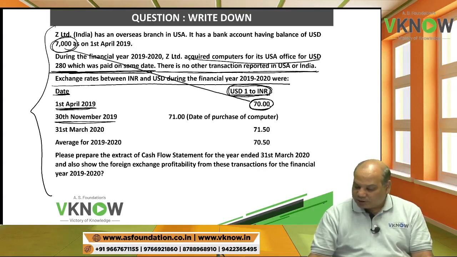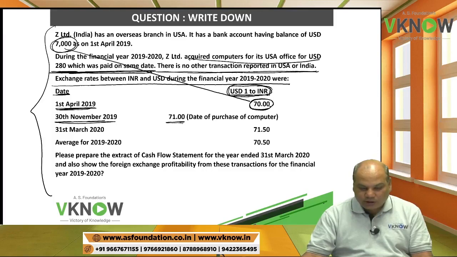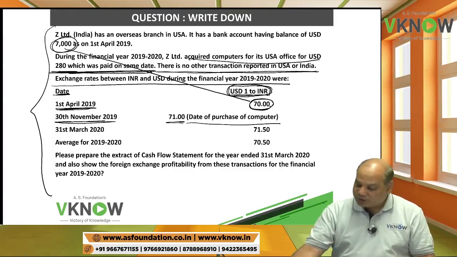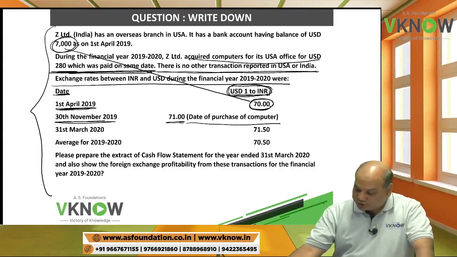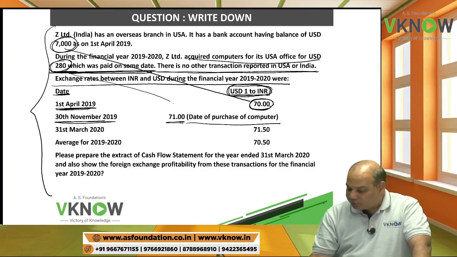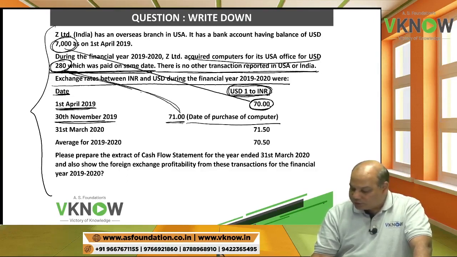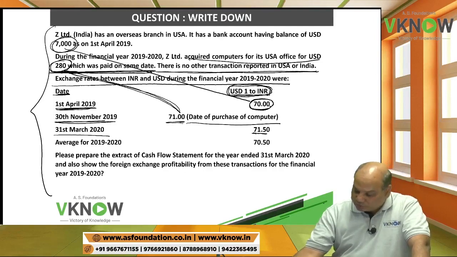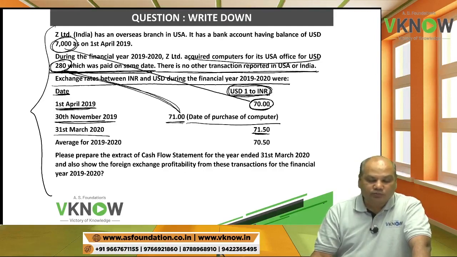30th November 19, the rate was 71, date of purchase of computer. So this $280 which you have paid, that will be converted at 71. Next line, write down 31st March 2020, the rate is 71.50.